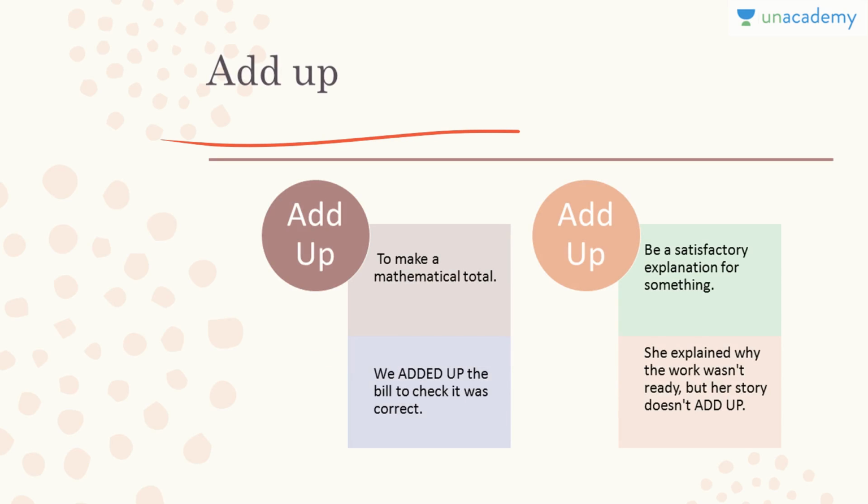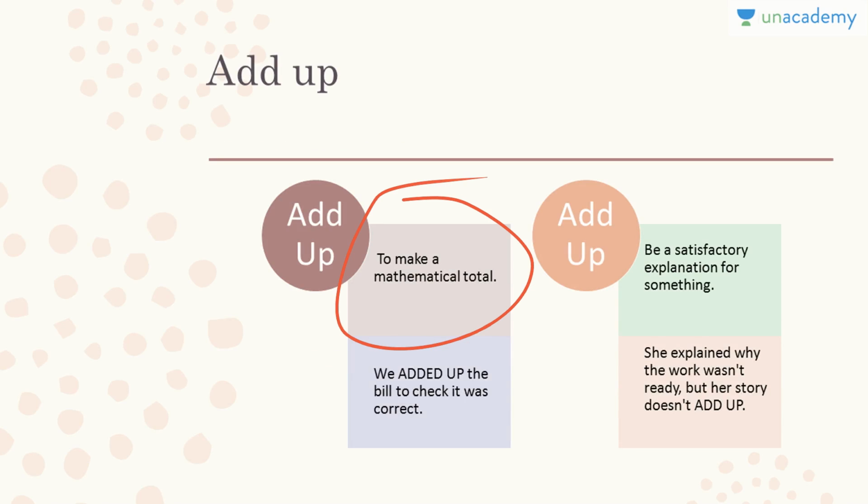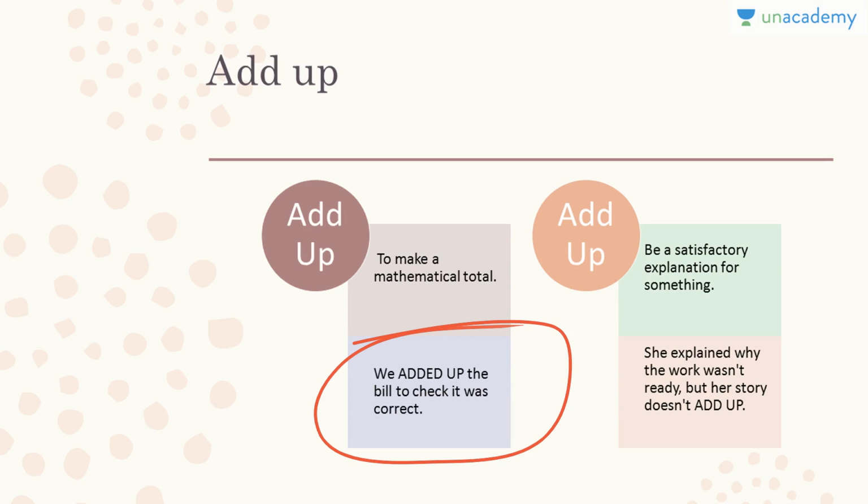Next we have add up. Add up basically has two meanings. To make a mathematical total. That's very simple. Add up, adding up. We've heard it ever since our childhood. We added up the bill to check if it was correct, right? Usually when the bill is heavy तो tension आती है, oh my god एक बार check तो कर लूँ सही तो है, right? So that's add up.